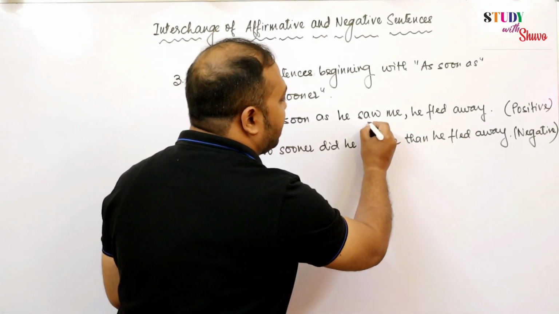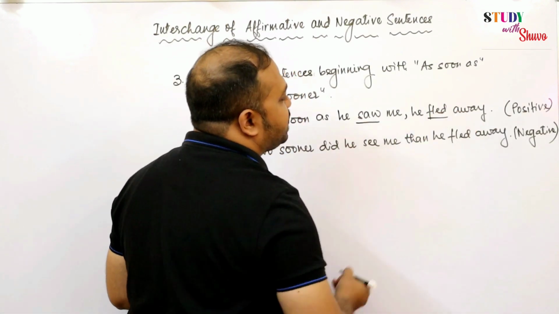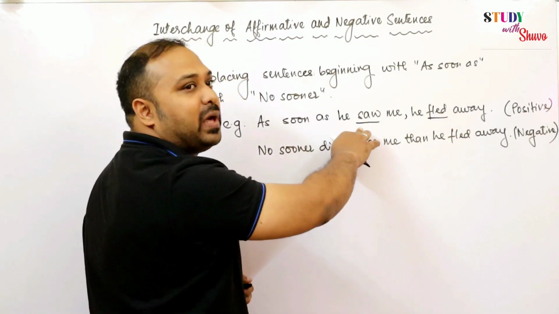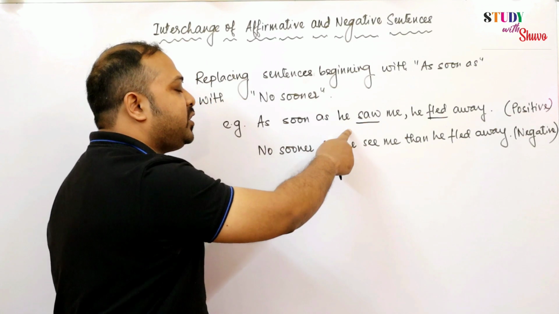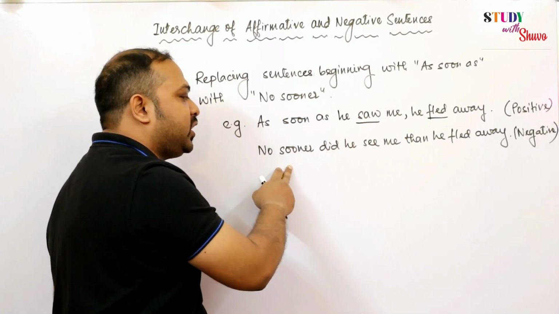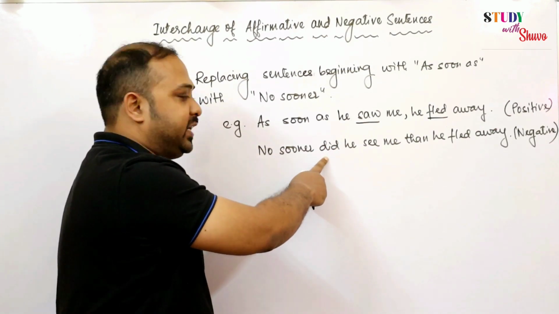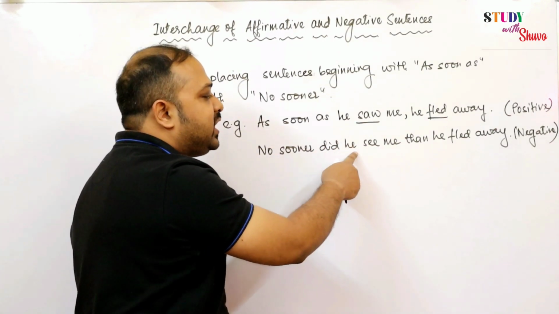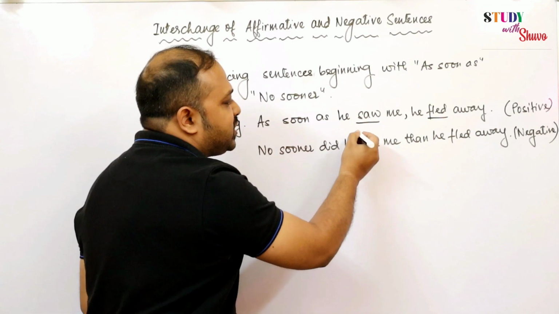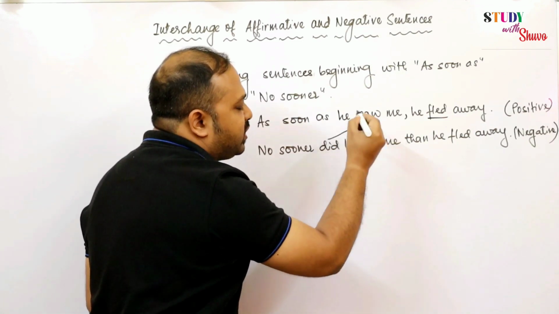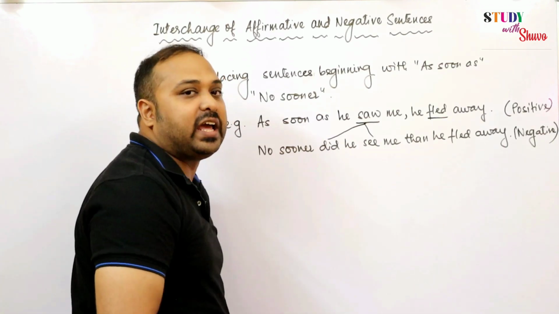All of you may notice that in both parts of the sentence, the verbs are given in the simple past tense. When we have rewritten it, beginning it with no sooner, we have used the auxiliary verb did. No sooner did he see me. Please notice the change. Here, this particular verb saw has been broken and written using an auxiliary verb did and see.